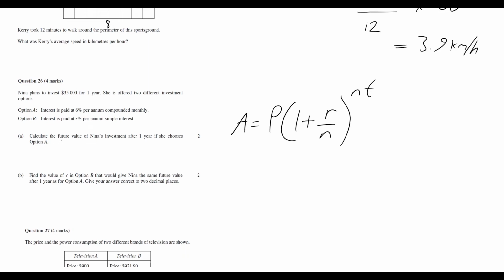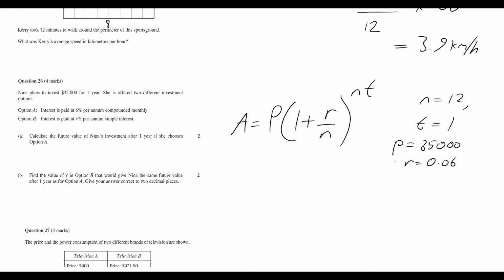So, calculate the future value of Nina's investment after 1 year if she chooses option A. So it's 1 year, and it's compounded monthly. Okay, so if it's compounded monthly, then that means that N is going to be equal to 12. We know that's for 1 year, so T equals 1. We know that the principal amount invested, P, is equal to 35,000. And we know that the interest rate, R, is equal to 6%, or 0.06.